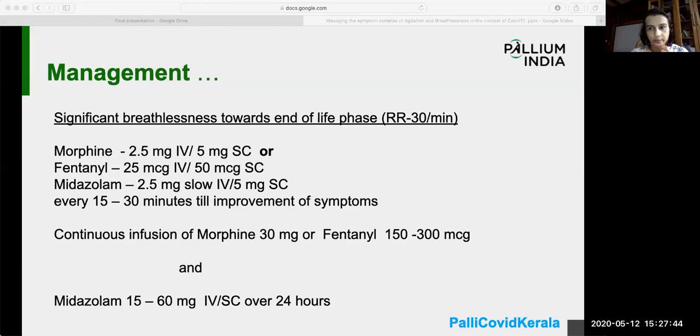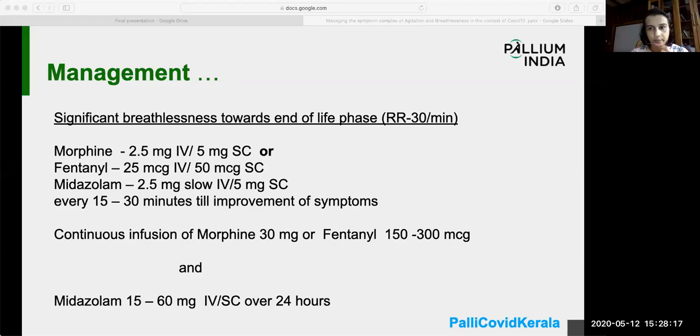Now, significant breathlessness towards the end of life. The patient is clearly dying with breathlessness. In spite of all the active treatment for COVID-19, the patient is still clearly dying, and the respiratory rate is probably more than 30 per minute. The dosage is slightly different. We go with a higher dosage, so morphine 2.5 milligram IV or 5 milligram subcut, or fentanyl 25 microgram IV or 50 microgram subcut as a starting dose. Midazolam 2.5 milligrams IV, 5 mg subcut.